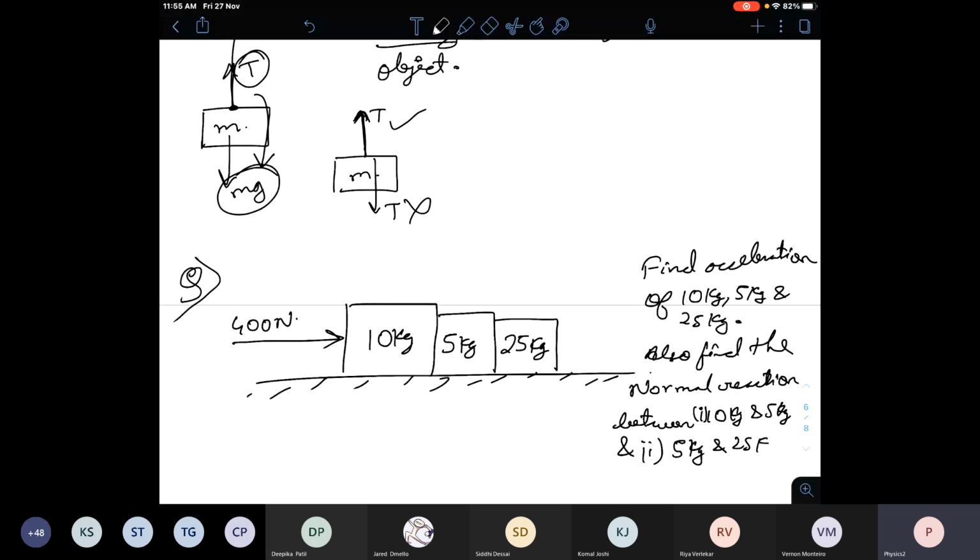Okay, this is the question: you have to find the acceleration of each of the individual blocks, and also the normal reaction between the 10 kg and 5 kg, and between the 5 kg and 25 kg. Because they are in contact, there will be a normal reaction between them. So what is the value of the normal reaction? Just calculate yourself, it's a very easy question. Just write it yourself and tell me what the answer should be.